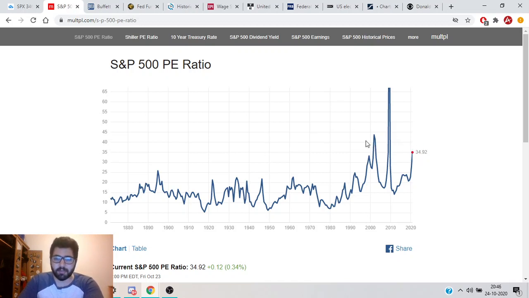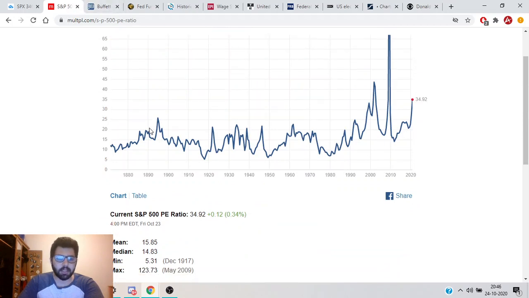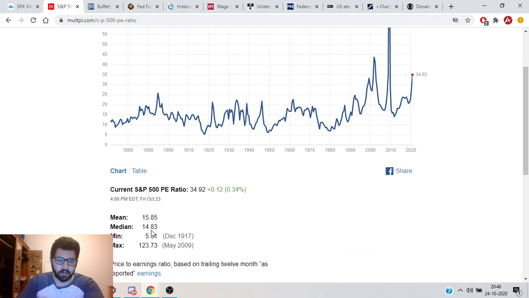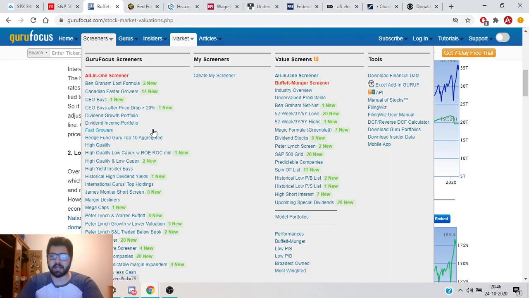So yeah, but I do believe we still have some room to go. We can see that in the dot-com crash, we went up significantly more. You can see it right there. In the 2008 crash, we went up huge as well. So there's still a little bit of space to the upside left for the prices to go up, but I do believe this is going to be the last leg up for the stock market. Now, you can see that the mean is 15.8. We're at 35. Median 14.8, minimum 5, maximum 123. That's insane. So let's go to the Buffett indicator.